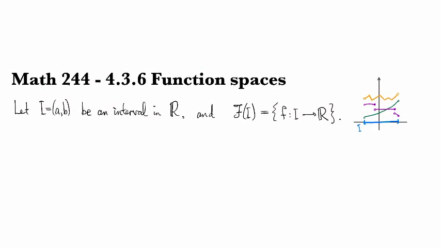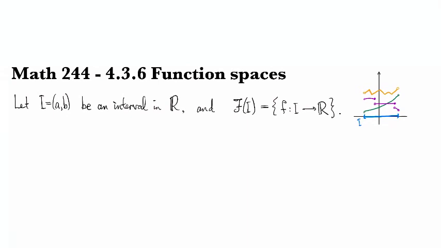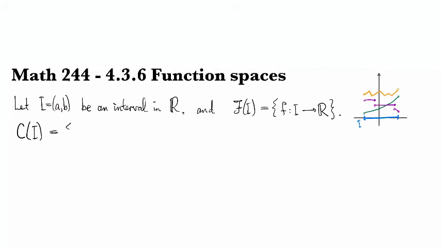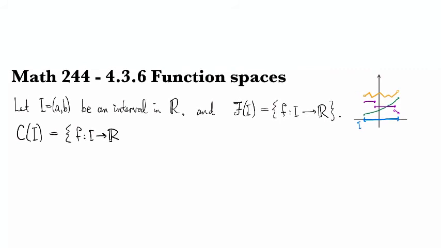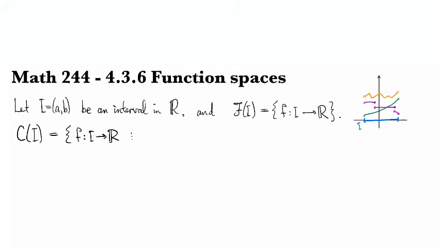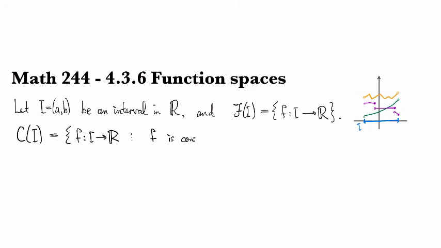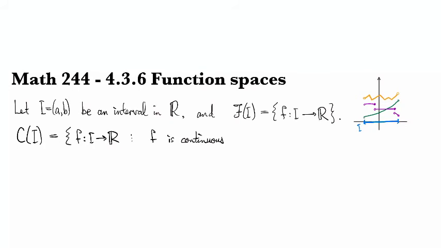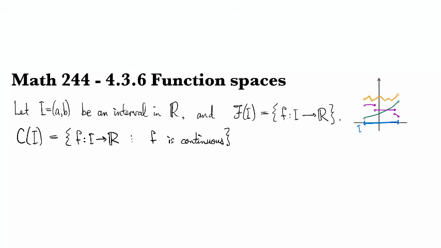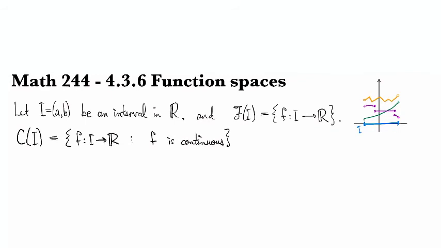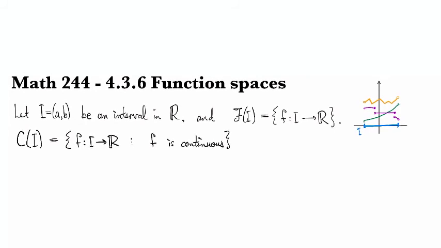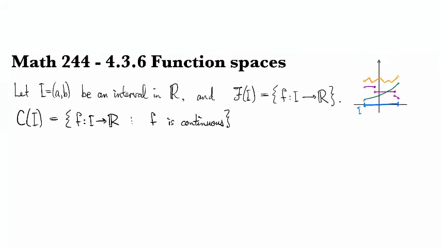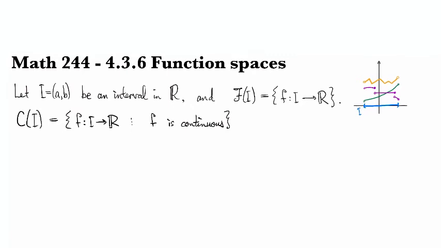There's a lot of interesting subspaces of this vector space. So for example, if I take C of I to be all of the functions taking inputs from I and outputs in the real numbers such that f is continuous, well, a sum of continuous functions is continuous, and a scalar multiple of a continuous function is continuous, right? If I take something like sine of x and I scalar multiply it by 2, 2 sine x is still going to be a continuous function. So the continuous functions form a subspace.